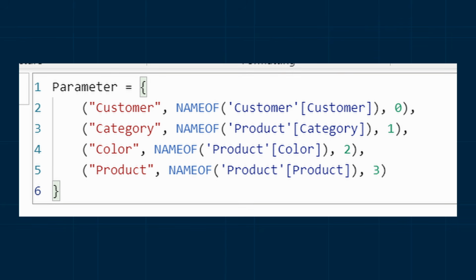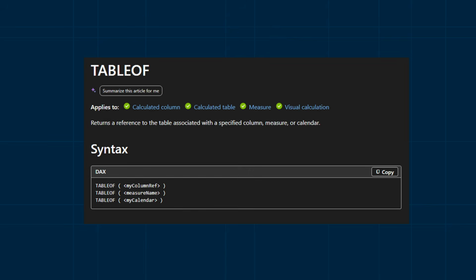And since the return of this function is dynamic, when these objects get renamed in the future, it doesn't break any of your measures or calculations that use the NAMEOF function. TABLEOF works exactly the same way, except that instead of returning a string, it actually returns the table itself.